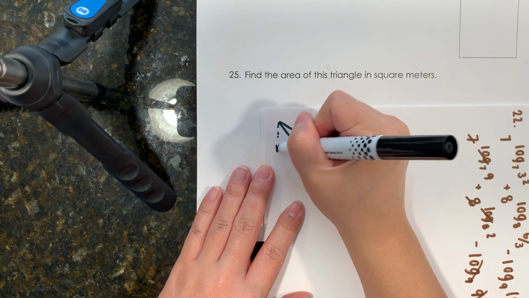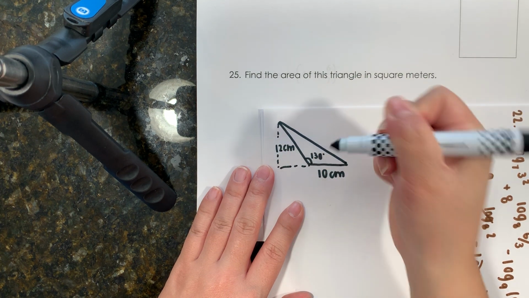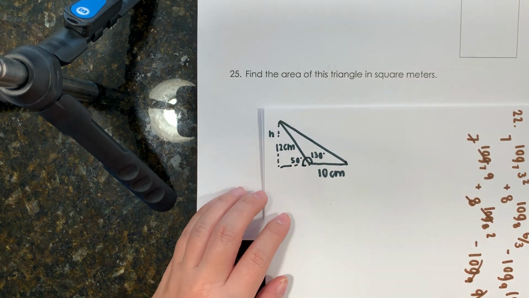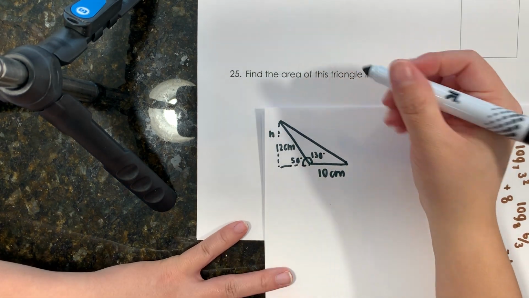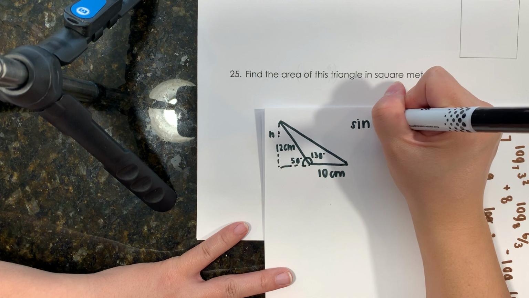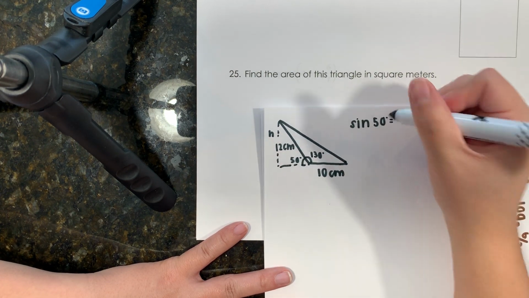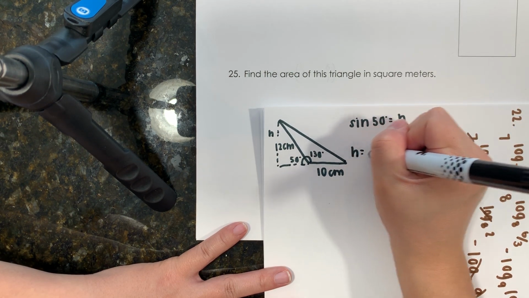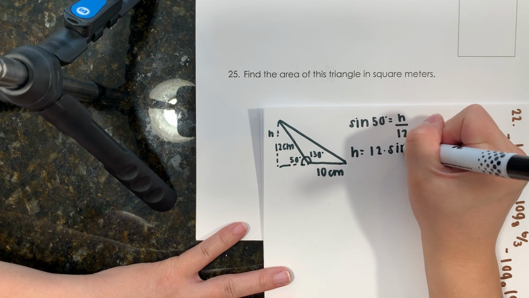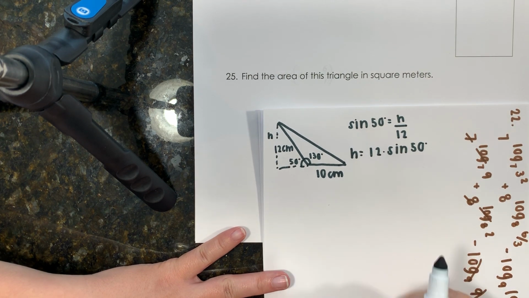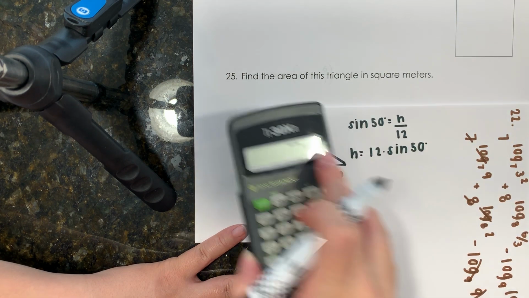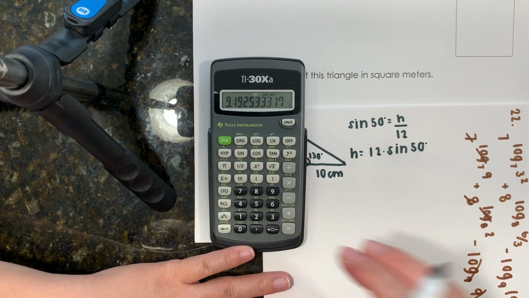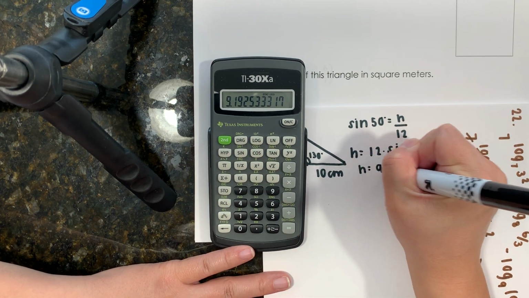So I'm going to start by creating a right triangle on the outside. This angle would be 50 degrees. I'm trying to find the height. The hypotenuse would be the 12, so you're going to use sine. Sine of 50 is equal to opposite, which is height, over hypotenuse, which is 12, which means that your height is going to be equal to 12 times sine of 50 degrees. So in your calculator, it's going to be 12 times sine 50, equals, I have a height of 9.19.